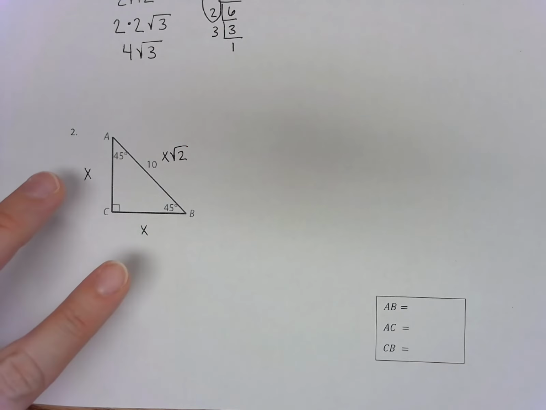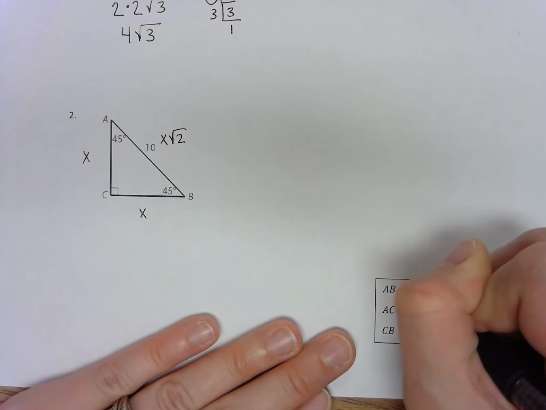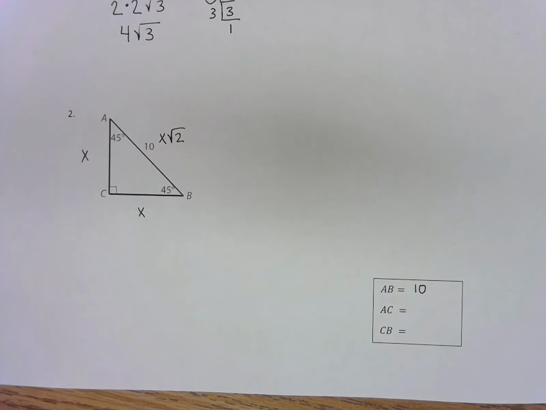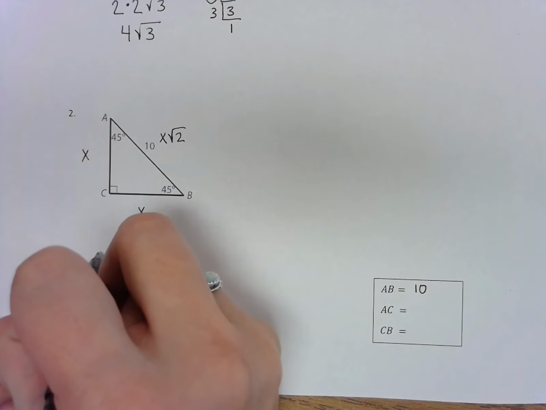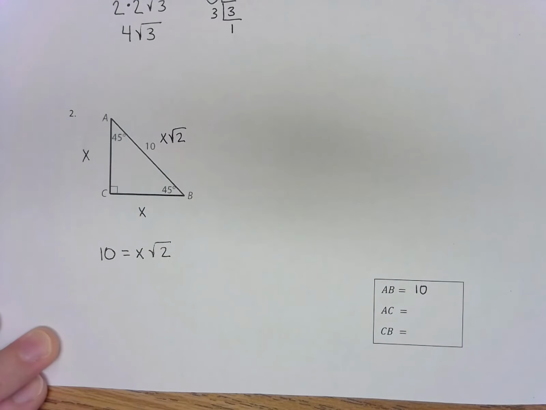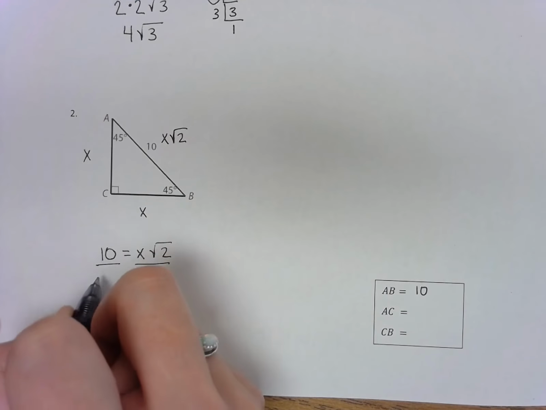Well, this time we're not given x. We're actually going to have to solve for that. We are given our hypotenuse, which is side AB, that equals 10. We'll have to use that to solve for x in order to know what the lengths of our legs are. So if 10 equals x the square root of 2, we can use that to solve to know the lengths of our legs. To solve, we'll need to divide by the square root of 2.